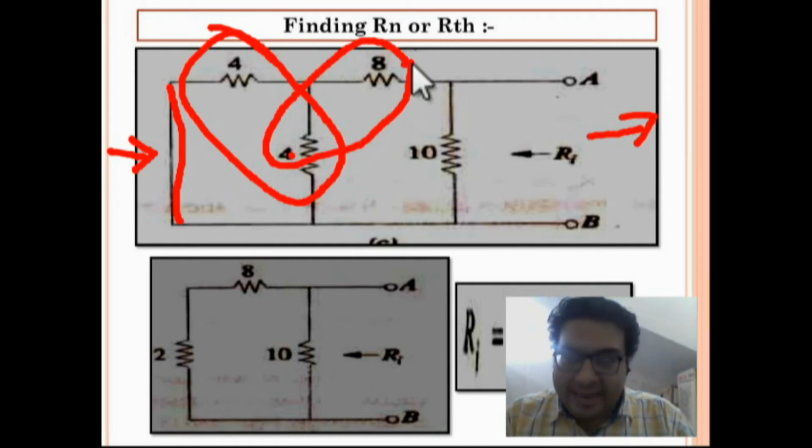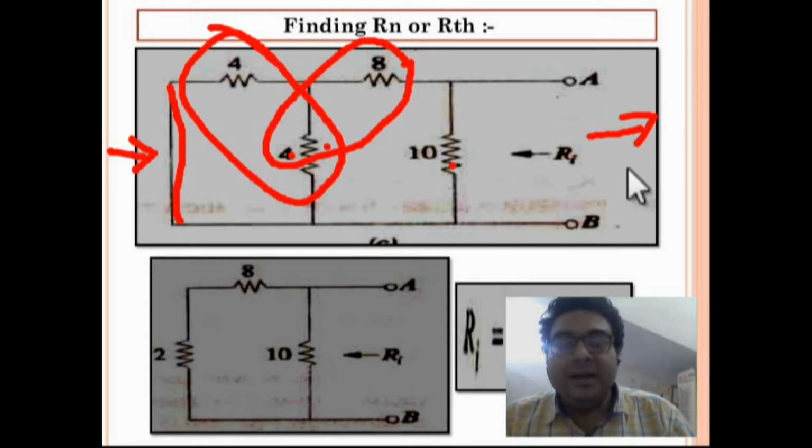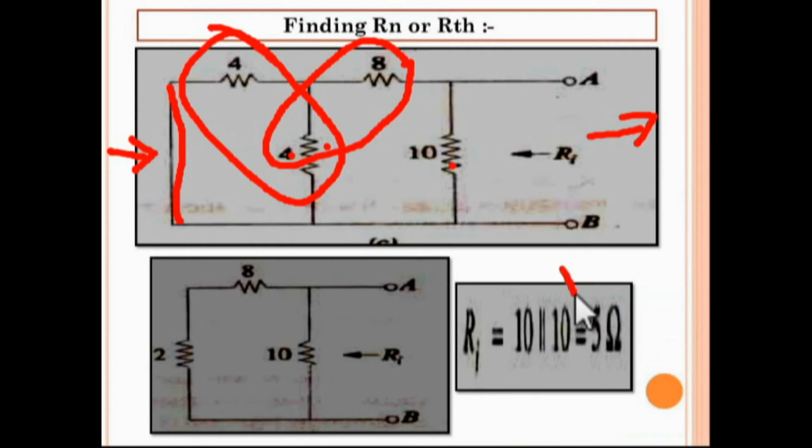8 plus 2, 10, and then 10 and 10 will be in parallel. So there will be 10 into 10, 100, divided by 10 plus 10, 20. So it will become 5 ohm. You can see over here. So guys, यहाँ से आप प्राप्त कर सकते हैं Norton's equivalent. This is the Norton's equivalent resistance और इसको आप Thevenin's resistance भी कह सकते हैं.